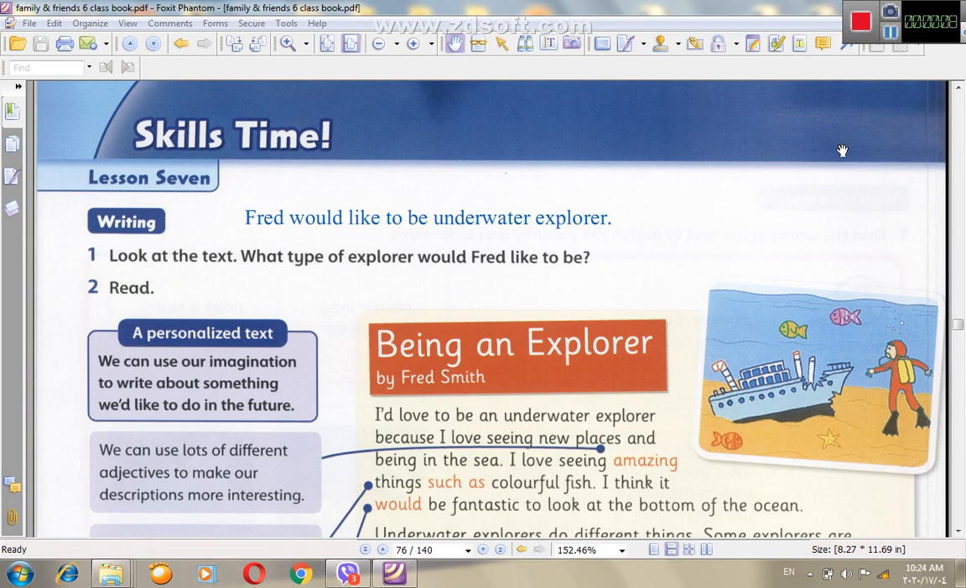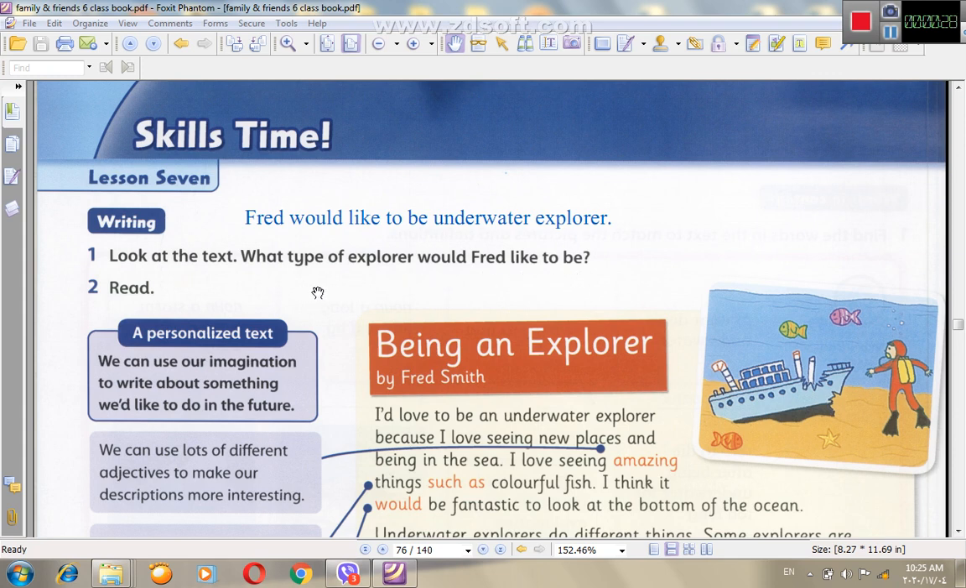Please take out your books, class book, page 74. This is from page 74. Writing, that's lesson 7, writing. In this lesson we're going to focus on writing, how to write a paragraph about an explorer, to be an explorer. What type of explorer would Fred like to be?